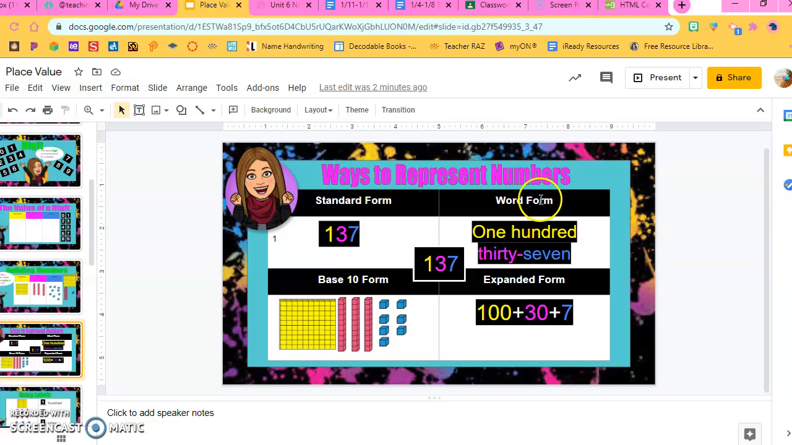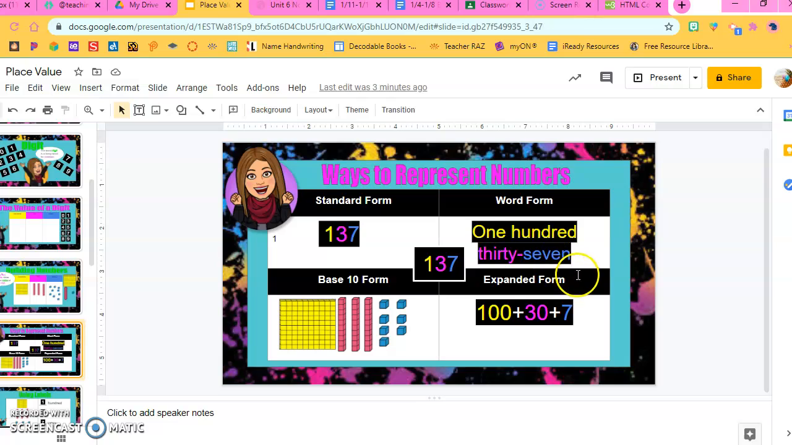Then we have base 10 form. And then there's word form. So we would write it out. For example, this is using the number 137. And standard form is just that number written out exactly like this, 137. Base 10, I see 100, 1, 2, 3, there's 3 10s, so remember that means that I really have 30, and then 1, 2, 3, 4, 5, 6, 7, 137. Word form, again, just means that we're spelling out the words.